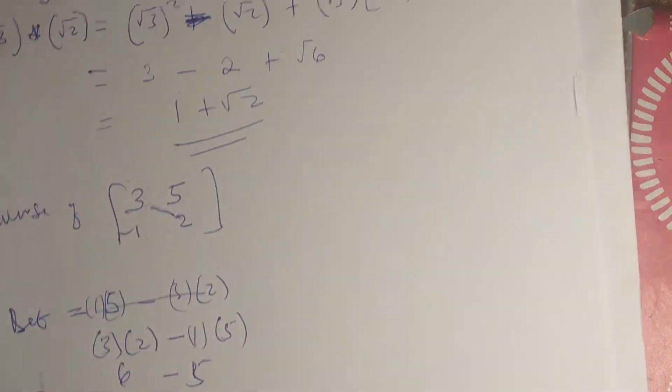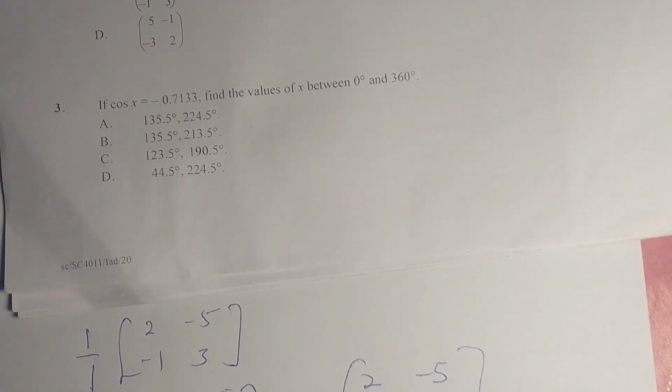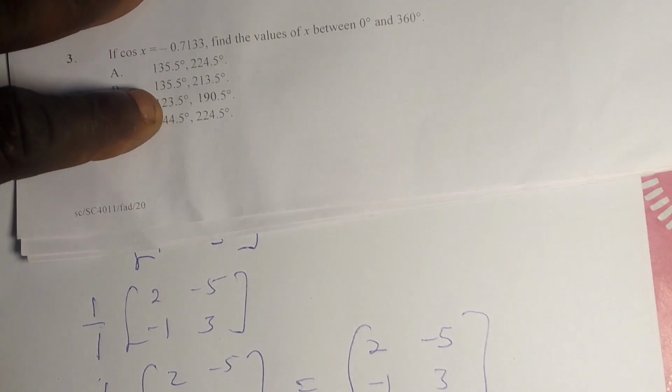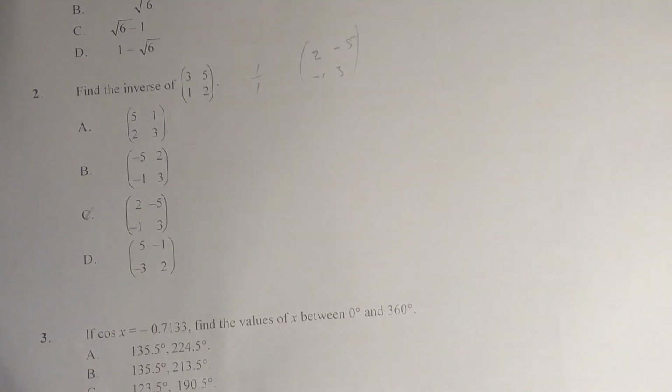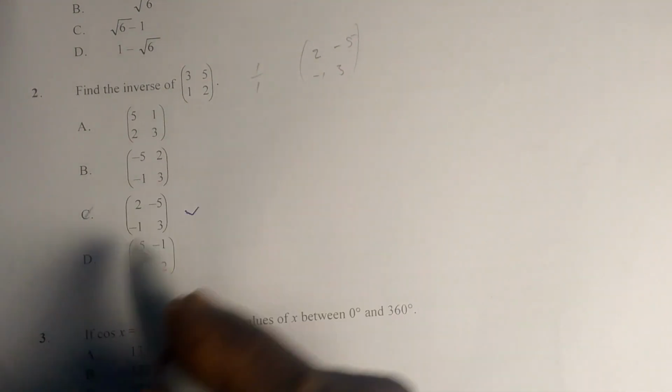So let's check our answer here from the objective. Let's check whether our answer is just like what we had. So our answer is 2, -5, -1, and 3. And so we have the answer to be C.